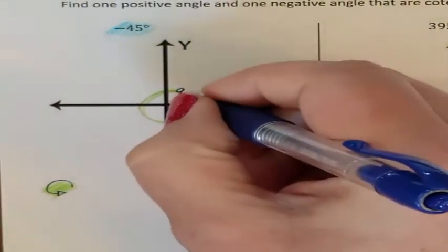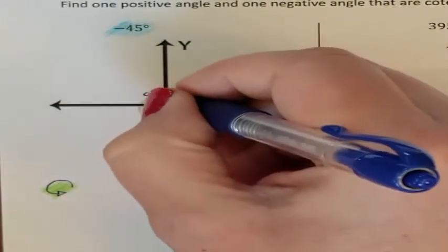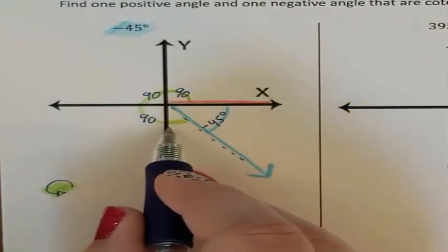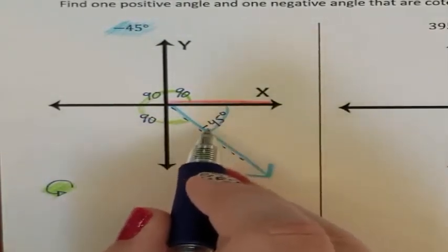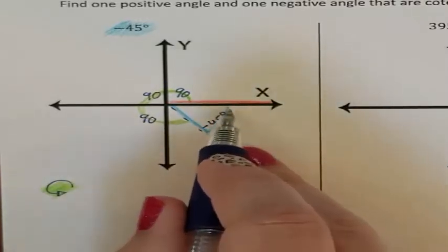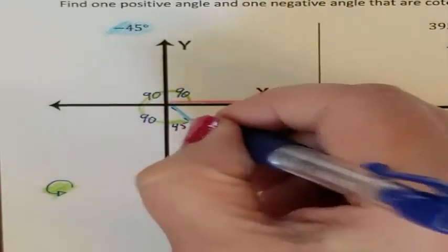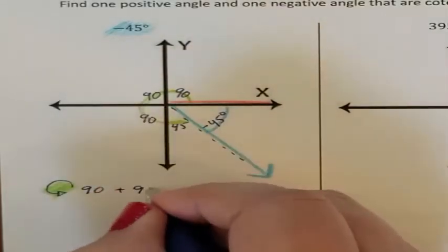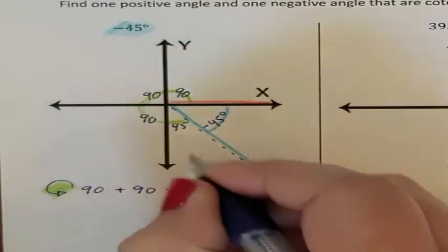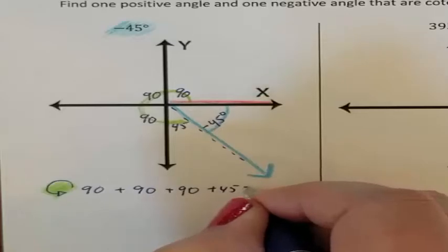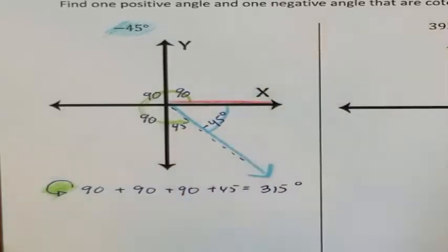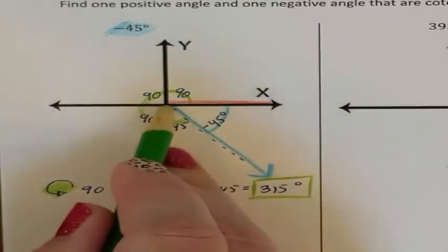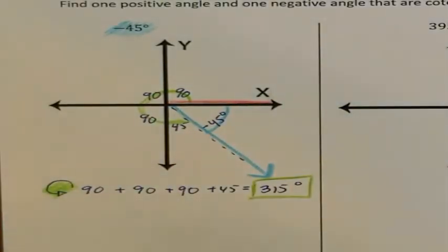So this would have been 90. This right here would have been 90. This would have been another 90. What is this? Well, we had already cut this measure in half. This was the 45. This is another 45. So I traveled 90, another 90, another 90, and a full 45, and that landed me on a 315 degree angle. This is the positive coterminal angle that lands us on the same exact blue spot.